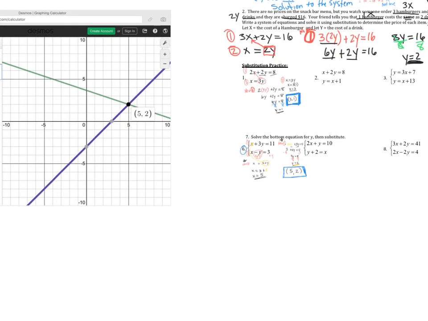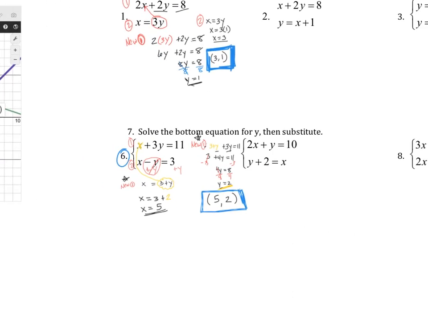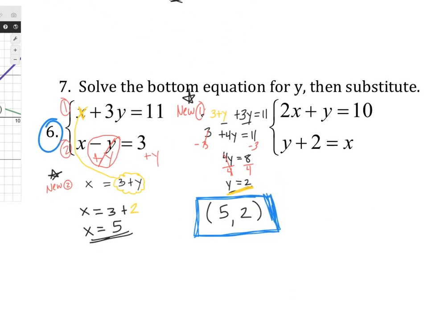Okay, so what did we get for our problem? Look at that. We got 5, 2. So substitution allowed us to get that solution without having to graph anything.